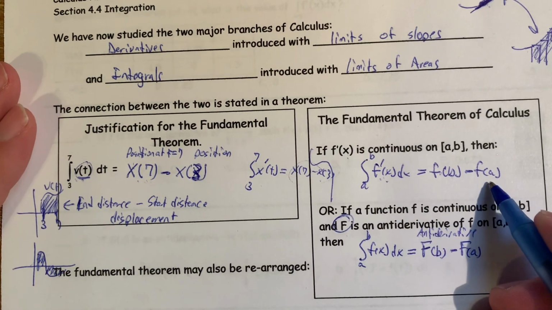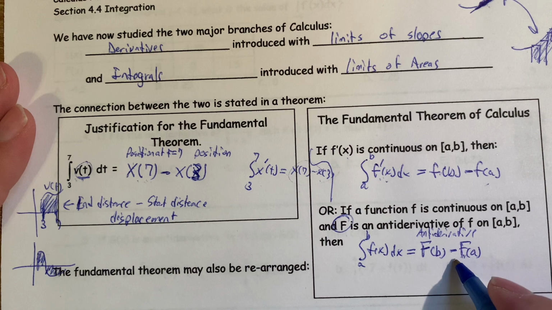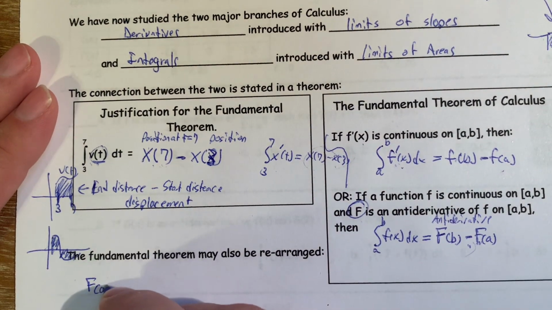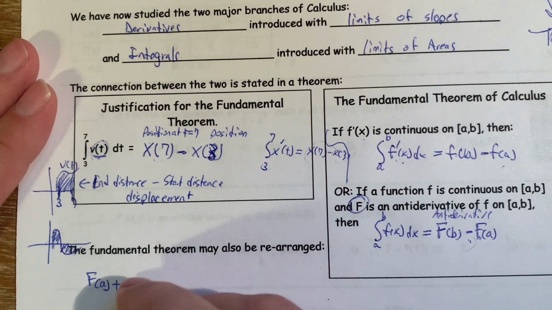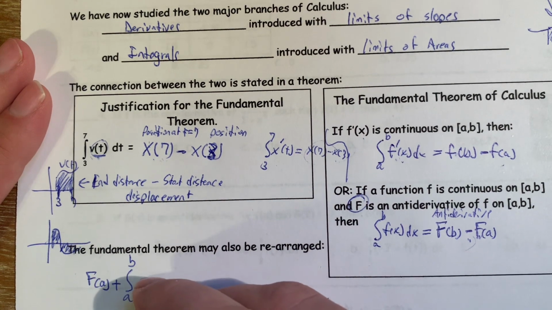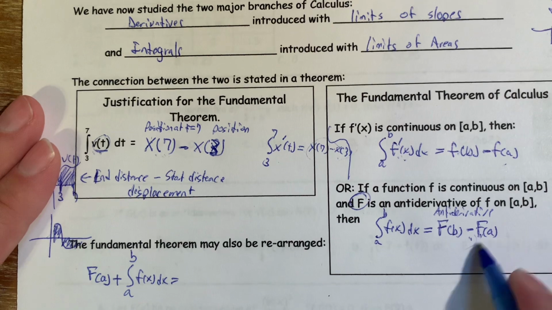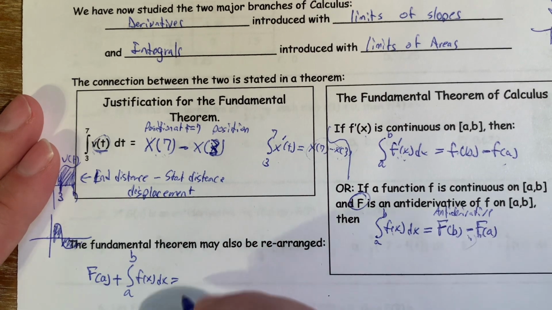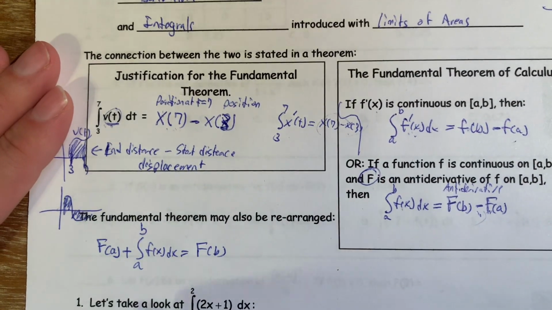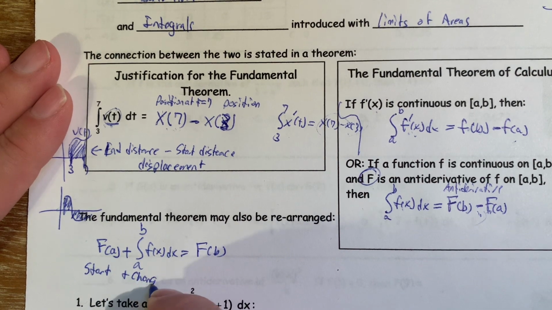There's even a nice way we can rearrange it. I'll use this formula here. We can add the f of a to the other side to get: if you have a starting value of an antiderivative and you add in the integral of a function from a to b, this will equal f of b. A logical way to think about this is like the start plus the change equals the end.